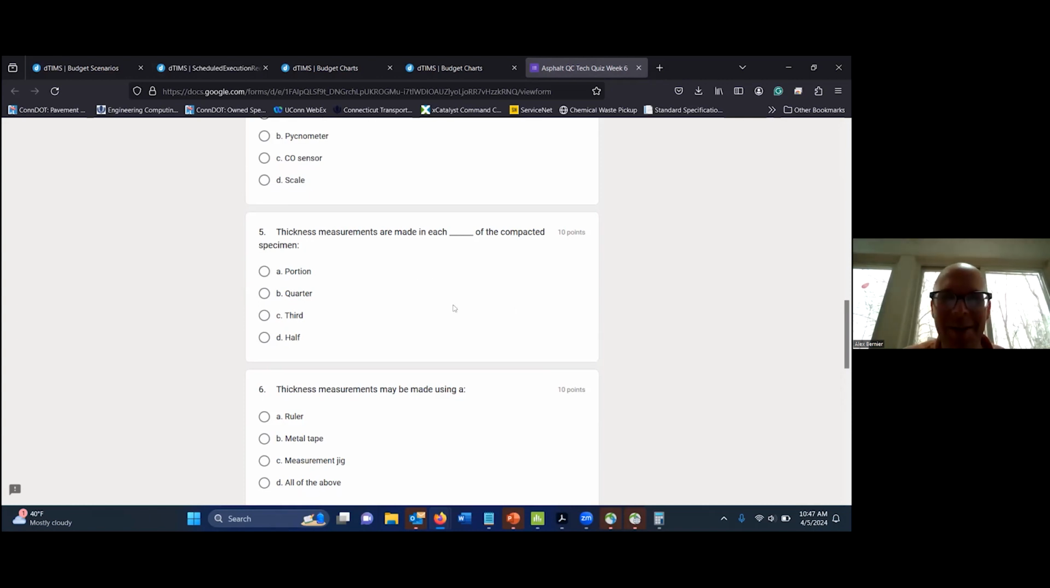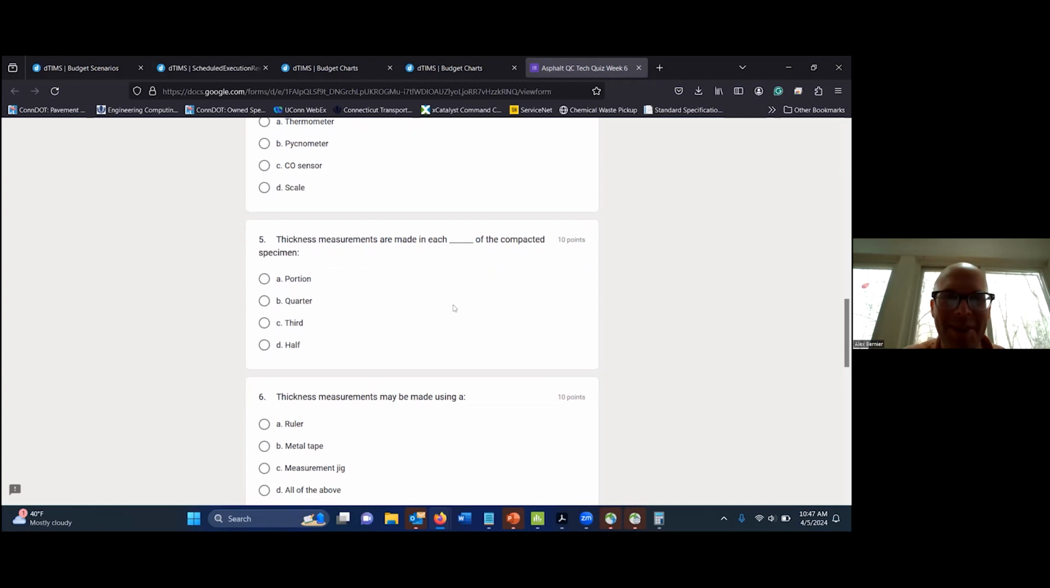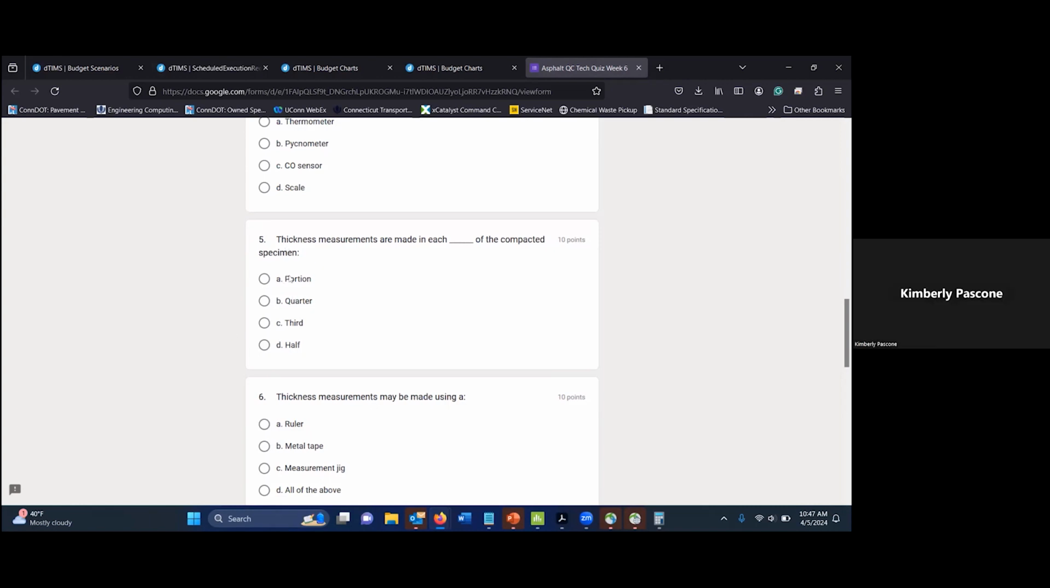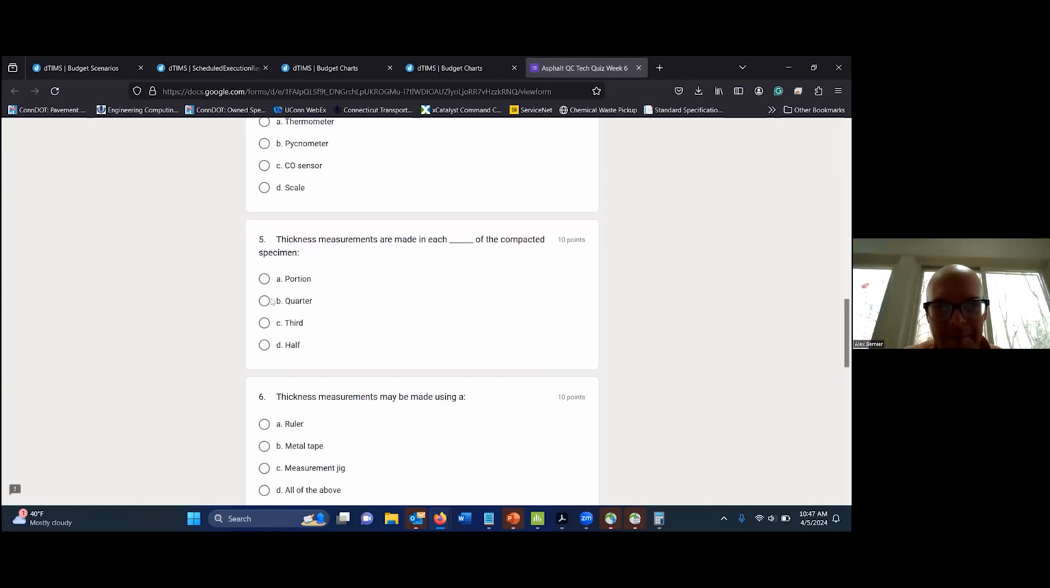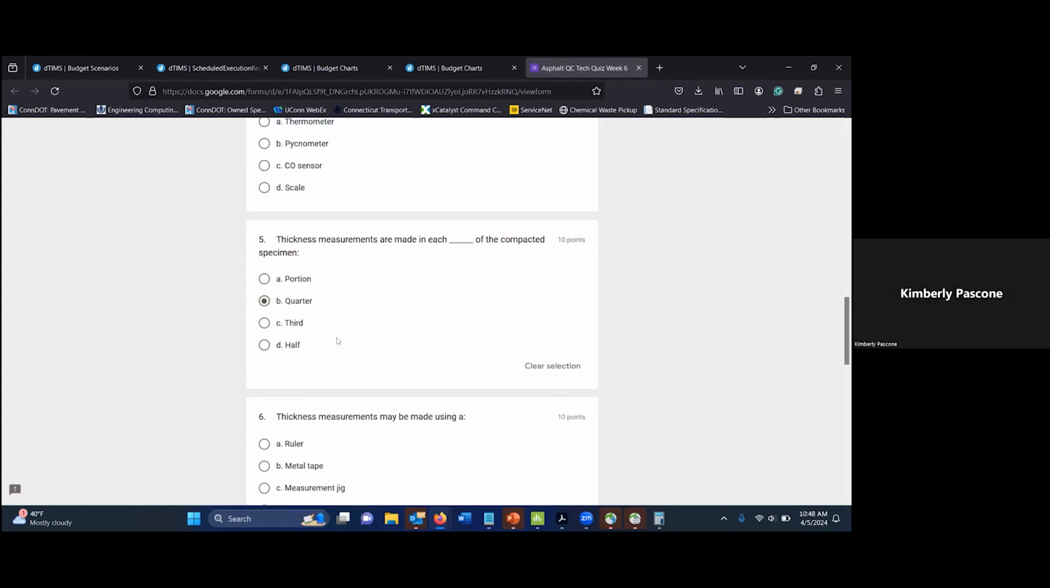The last question I'll go through before we relieve you for the day is thickness measurements are made in each blank of the compacted specimen. And this is referring to thickness, as mentioned up here. Portion, quarter, third, or half. Tyler's saying quarter. That's right.